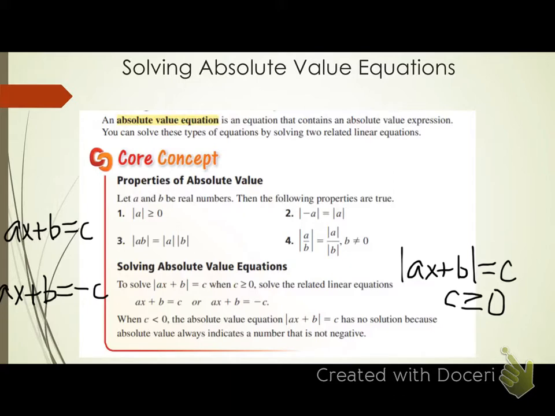Okay? The last paragraph says when C is less than 0, what numbers are less than 0? Negatives. So when C is negative, the absolute value equation, absolute value of AX plus B equals C, has no solution. Can my absolute value be negative? No. It's distance, remember? So if my C value is negative, I have no solution because my absolute value can't be negative. Does that make sense?